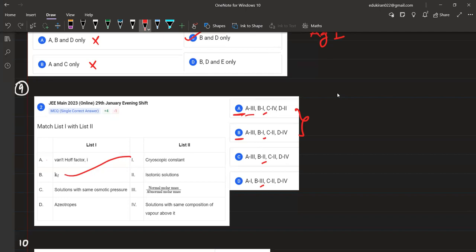सी और डी में से देखिए, सी देखिए, सॉल्यूशन विद सेम ऑस्मोटिक प्रेशर को क्या बोलते हैं? आइसोटोनिक. ऑप्शन क्या हो जाएगा? बी ऑप्शन हो जाएगा, है ना. तो सिर्फ हमने दो ऑप्शन देखा और उसी में आंसर हो गया. हाँ, लेकिन दो ऑप्शन देखा, लेकिन हमने उससे पहले क्या देख लिए थे? सारे ऑप्शन को एक बार हमने चेक कर लिया था. ओके चलिए, मूविंग ऑन.